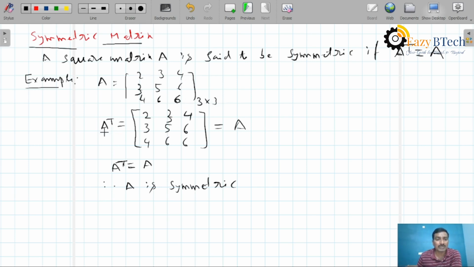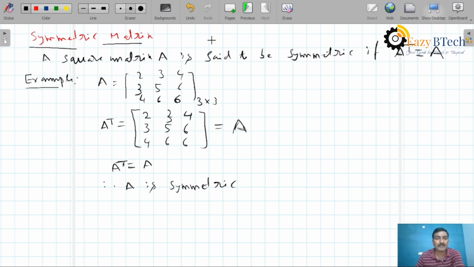Now A transpose means rows convert into corresponding columns. First row 2, 3, 4, first column 2, 3, 4. Second row 3, 5, 6, second column 3, 5, 6. Third row 4, 6, 6, third column 4, 6, 6. If you interchange rows into columns or columns into rows, again we are getting the same matrix capital A. Therefore, after transposing the matrix, we are getting the same matrix. Then the matrix capital A is said to be a symmetric matrix.